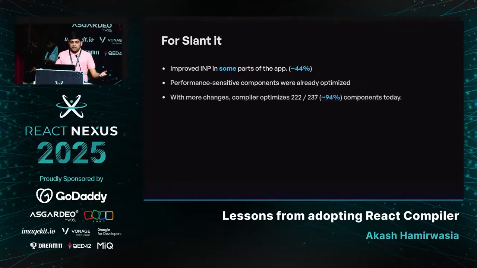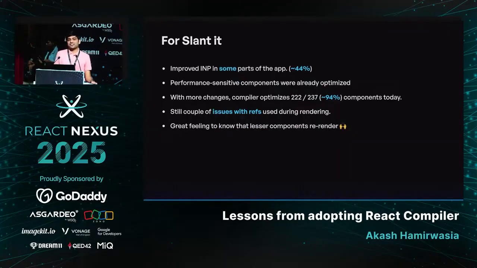With more changes, I was able to get the coverage to 94%, but do remember that you don't have to aim for 100%. It's fine if certain parts of your app do not get optimized. I still have some issues with refs. There is a rule in React. Gosh, there's so many rules, right? There is a rule which says you shouldn't use refs while rendering, but I need to because I know I'm smart and I'm applying my own optimization, so I ignore that compiler warning on my own. And finally, it's a great feeling to see that now fewer components are re-rendering and I can go back to writing buggy code that degrades performance again.